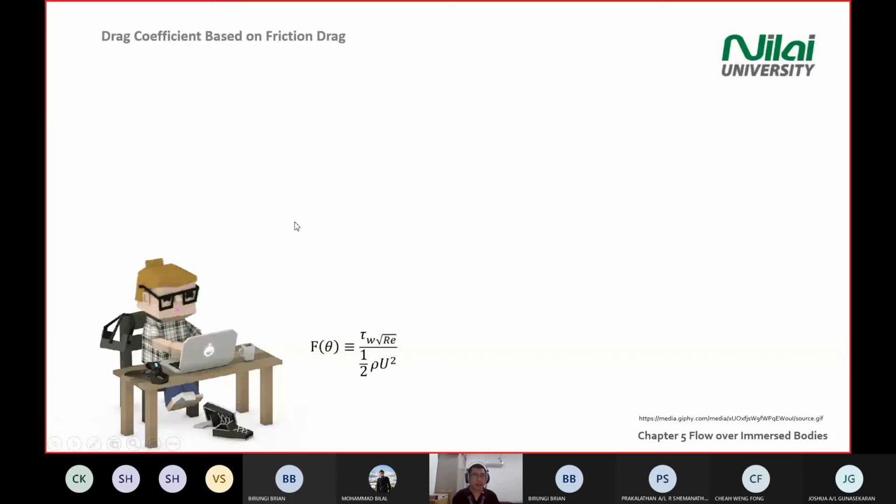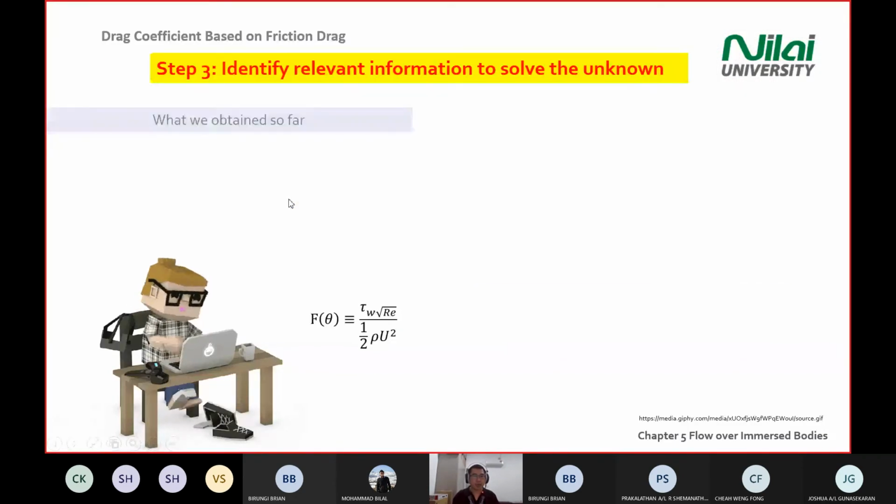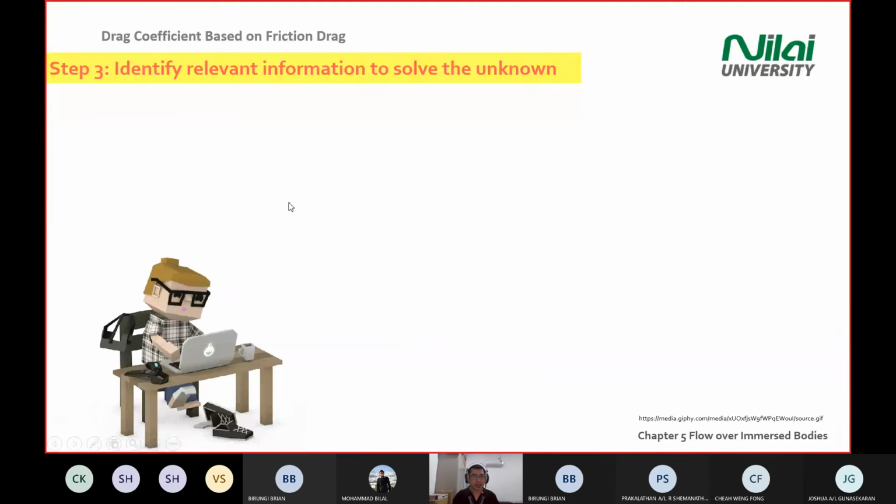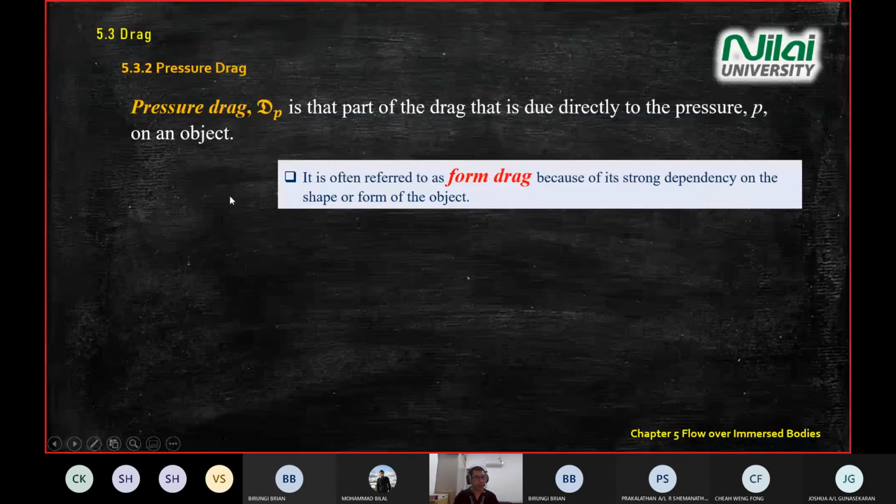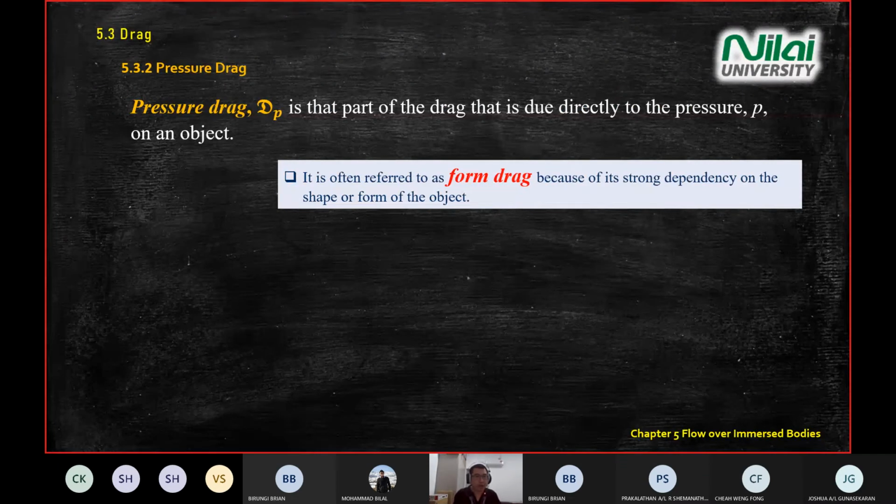Just now we covered the friction drag. Now we look at pressure drag. Just now we finished friction drag. Now we continue with the pressure drag, given by dP, this is due to the pressure.